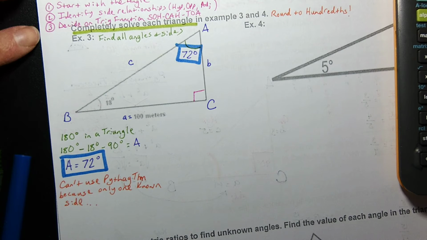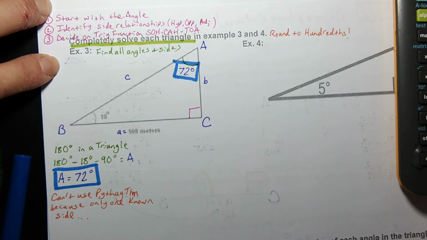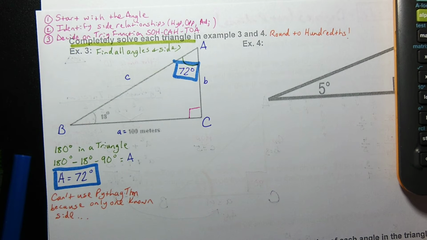Now, going up to those 3 steps that we wrote above, it says start with the angle. Which angle do you think we should use? 18 degrees or 72 degrees? The right angle is always off limits. Why is 18 maybe better to use than 72? Can anyone explain why that might be a better idea? Smaller number, and it was given to us.